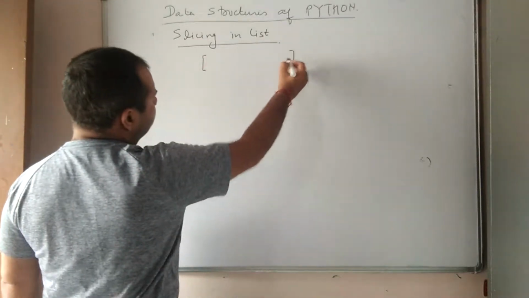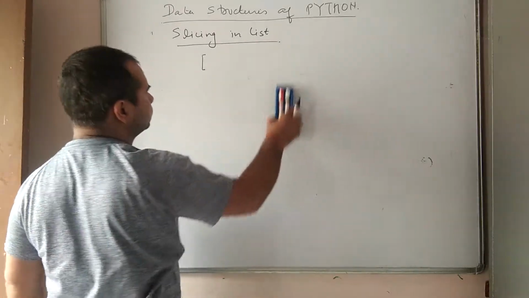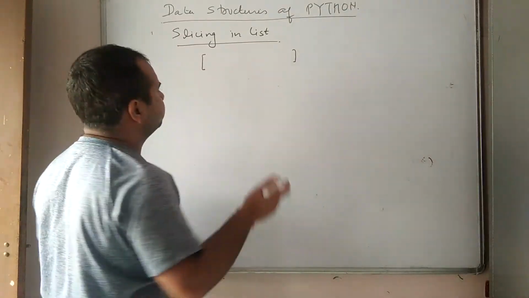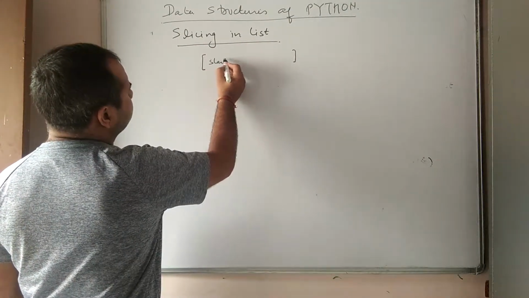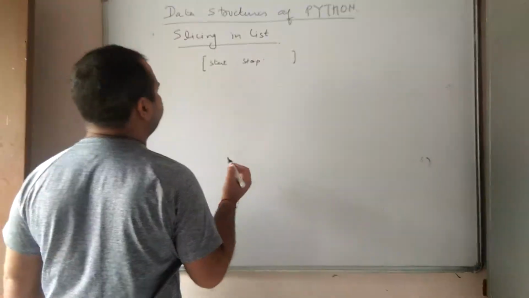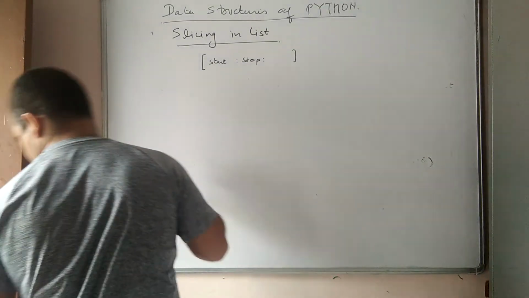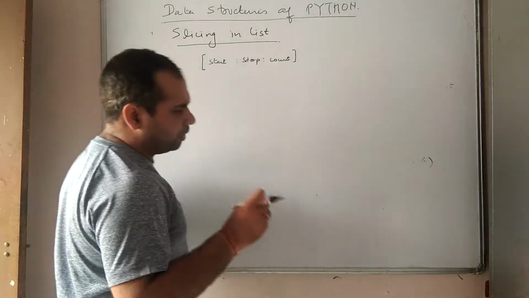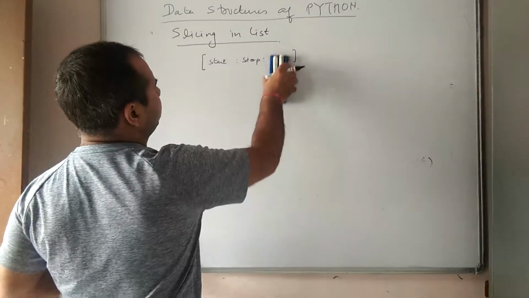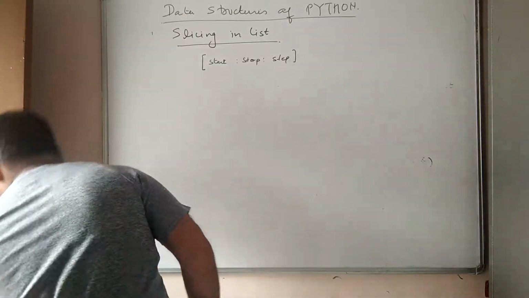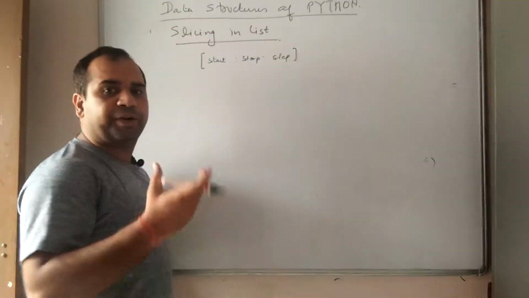Slicing is basically composed of three components. The third one is a matter of choice. The first one is start, then stop, and the next one is step, not count. How many steps do you want to iterate, right?